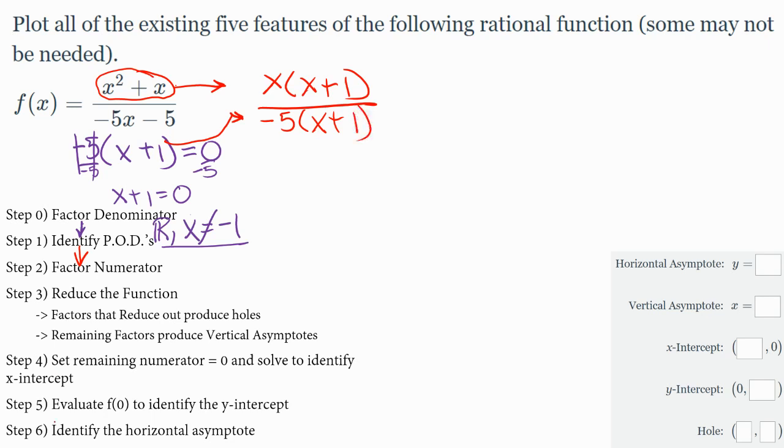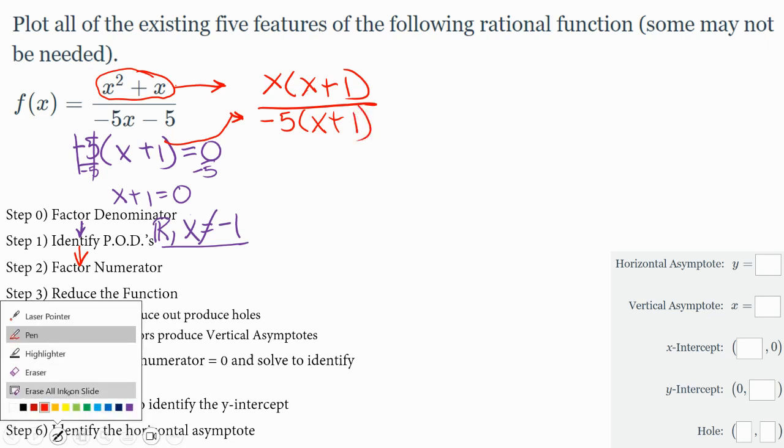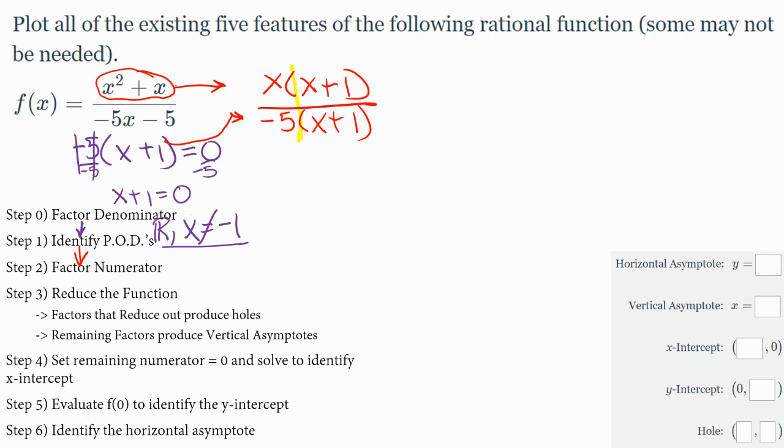And what we notice is that we have a common binomial factor on the top and bottom of x plus 1. Anything over top of itself just divides out and becomes a very large yellow one here. And we get a reduced version of this fraction to be x over -5. Now, the key here was that the x plus 1 canceled out. It reduced out, which means that produced a hole when x is equal to -1.